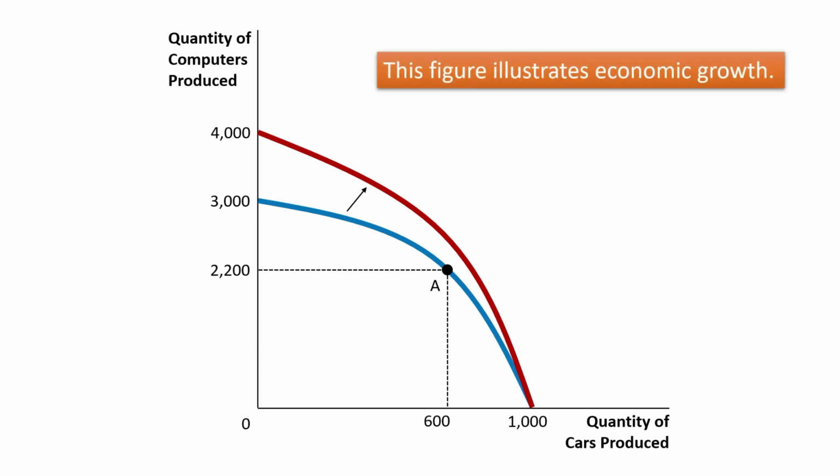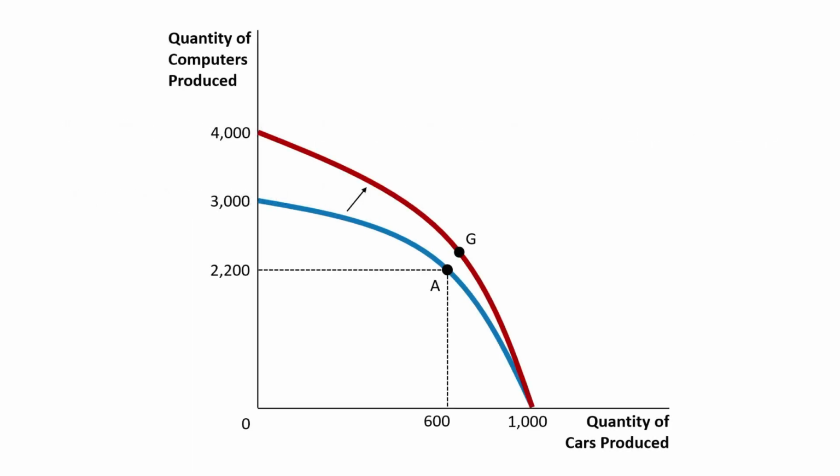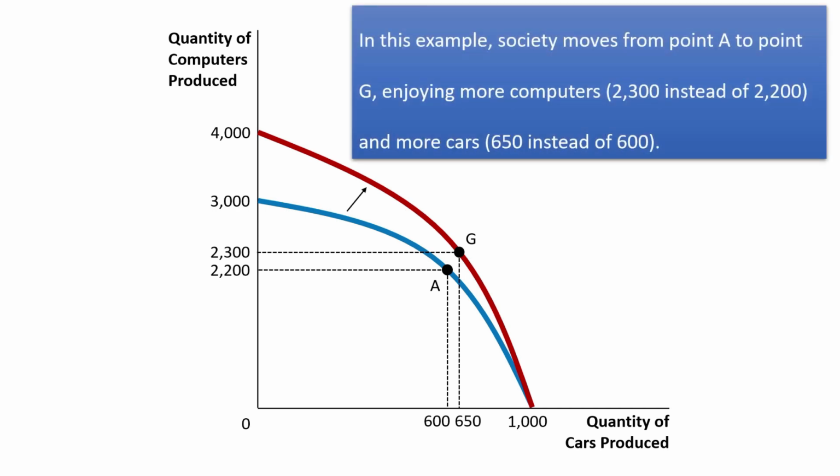This figure illustrates economic growth. Society can move production from a point on the old frontier to a point on the new frontier. In this example, society moves from point A to point G, enjoying more computers, that is 2300 instead of 2200, and more cars, that is 650 instead of 600.